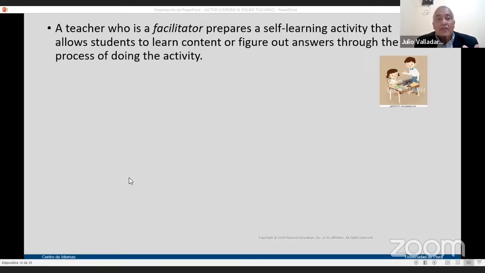So what's self-learning? A self-learning activity is an activity that allows students to learn content or figure out answers through the process of doing the activity. They have to work out the answers. They have to prepare, think about the questions, and pay attention to what my friend, my peer, answers.